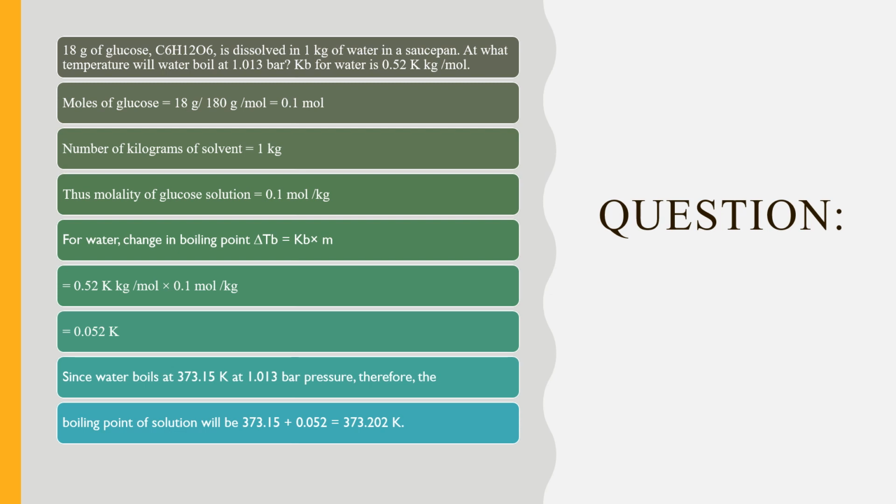So Tb will be equal to delta Tb plus Tb0, and Tb0 is the temperature of water at which it boils, the temperature of the pure solvent. It means 373.15 plus 0.052 equal to 373.202 Kelvin.